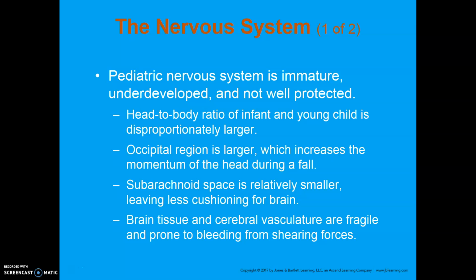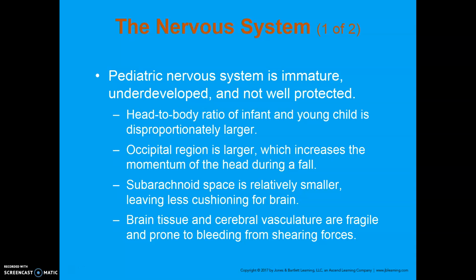The occipital region of the head is larger, which increases the momentum of the head during a fall. The subarachnoid space is relatively smaller, leaving less cushioning for the brain. The brain tissue and cerebral vasculature are fragile and prone to bleeding from shearing forces, such as during an incident of shaken baby syndrome. The pediatric brain also requires a higher amount of cerebral blood flow, oxygen, and glucose than adult brain tissue. This means that the pediatric brain is at risk for secondary brain damage from hypotension and hypoxic events.